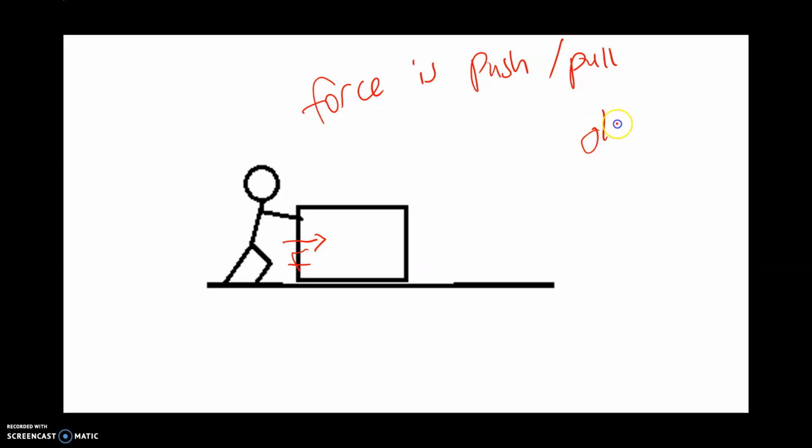And objects have mass. And the mass tells you how much of something that there is. So for this box, we're going to say it has a mass of 4 kilograms. So the mass is equal to 4 kilograms. Now force is exerted on a mass, and that causes objects to move. And they move or accelerate.